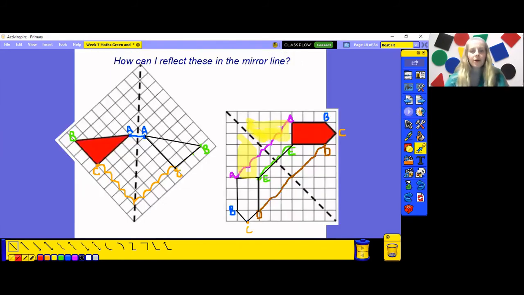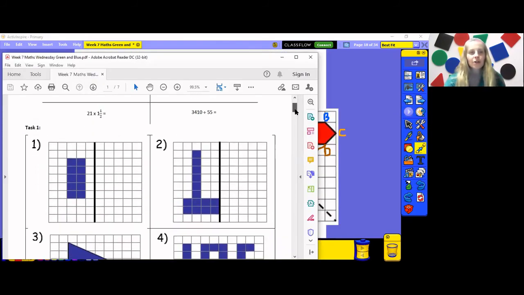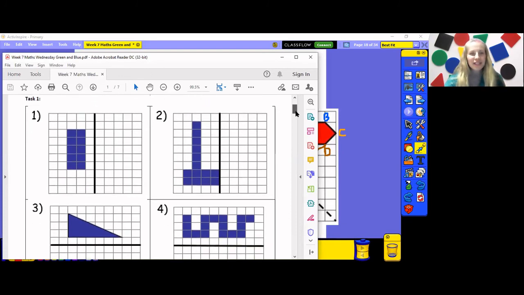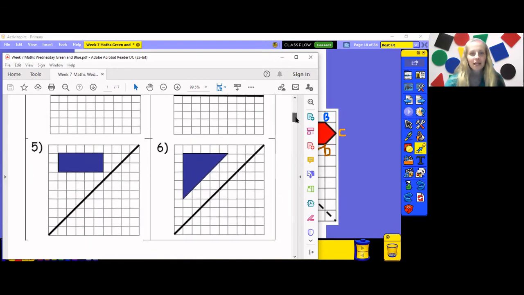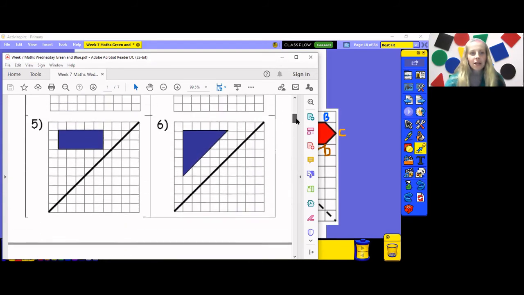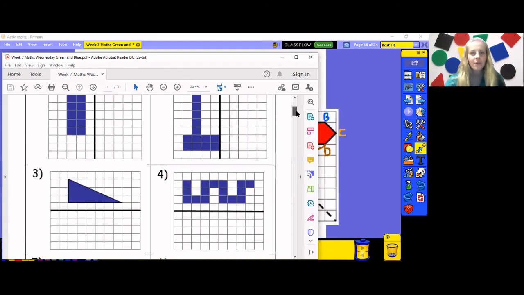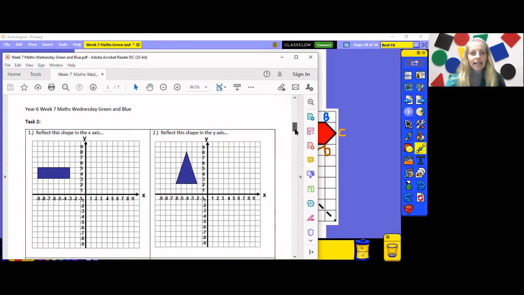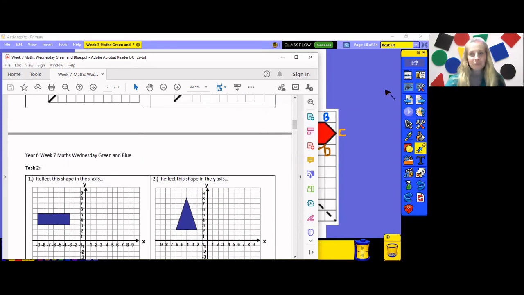So at this point, I'm going to ask you to have a look at task 1. Some of them are quite nice and straightforward because you can see them on the gridded shape there. And in fact, number 2 is a really nice starting point because you can see it's actually linked to the mirror line, the line of reflection, the line of symmetry there. It does get a bit more complicated and very similar to the shapes we've just been looking at. So have a go at task 1, and then pause the video and come back when you're ready to start looking at task 2.